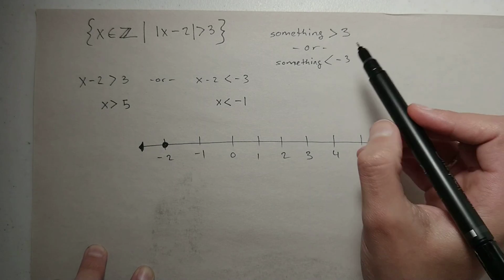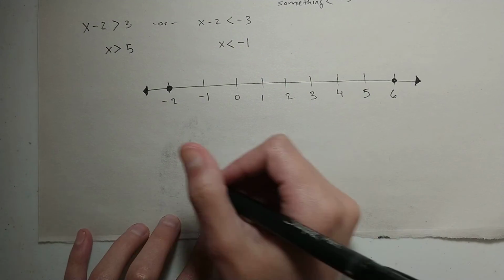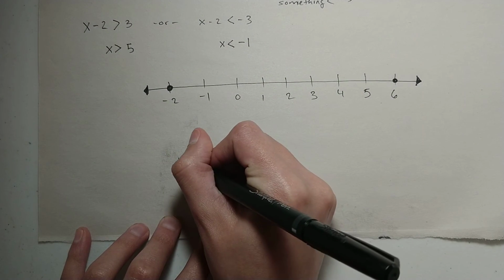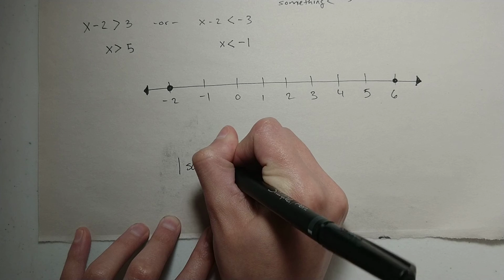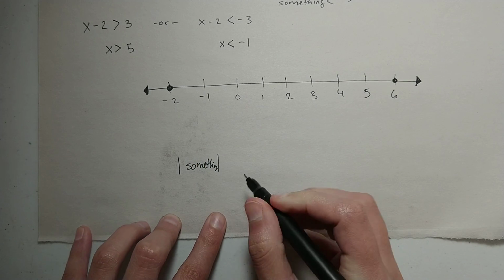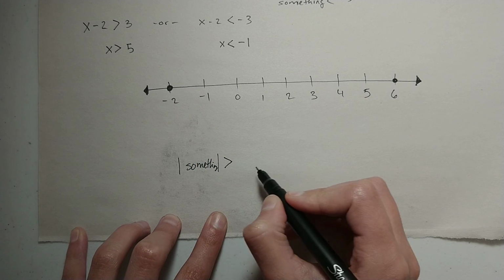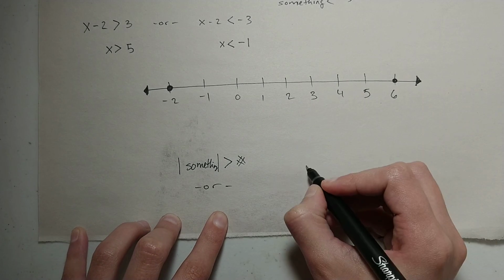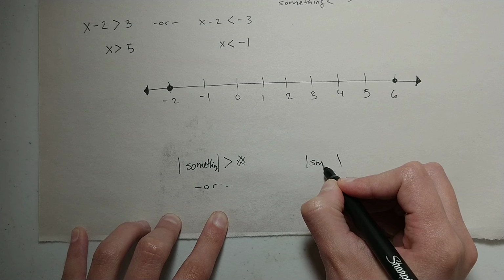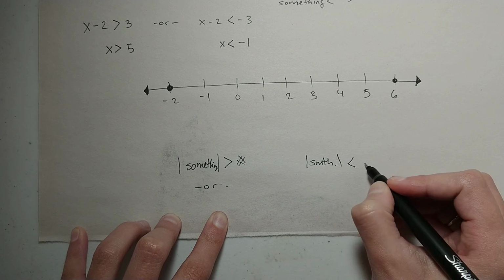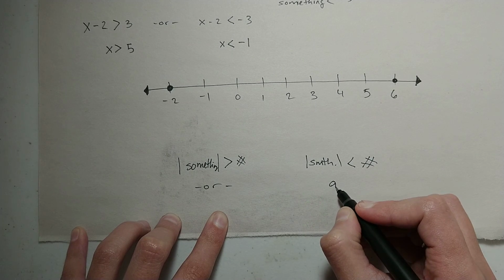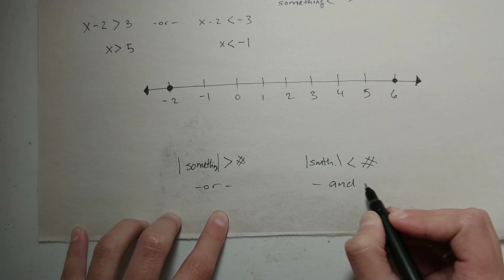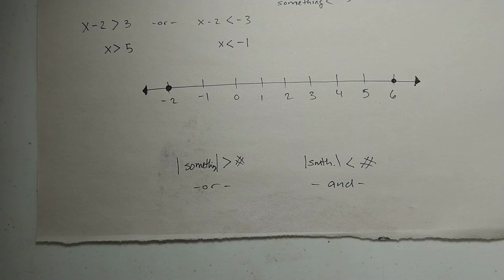All right, so make sure that when you have the absolute value of something, if it's greater than a number, it's going to be or. If that something is less than a number, it's going to be and. All right? So that covers absolute value inequalities.